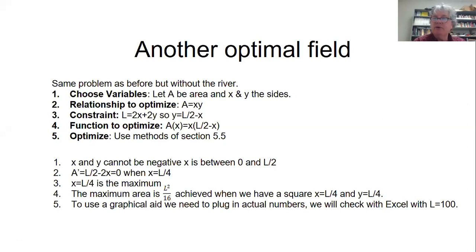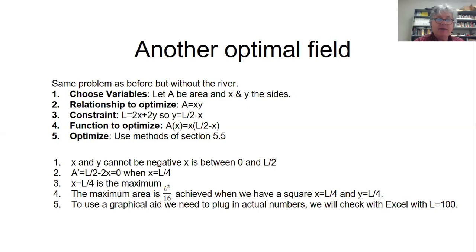Same problem as before, but let's say we don't have the river. So again, we have the area A and sides X and Y. The relationship to optimize is still A equals XY, but now the constraint is L equals 2X plus 2Y. So we get a different constraint, Y equals L/2 minus X. We get a slightly different function, X times (L/2 minus X).